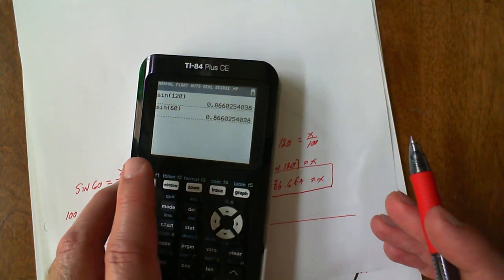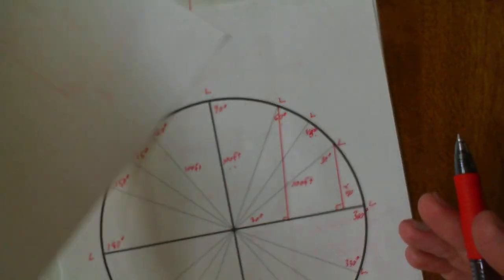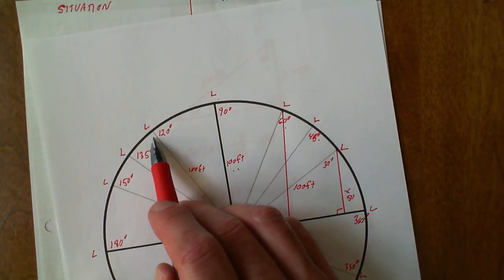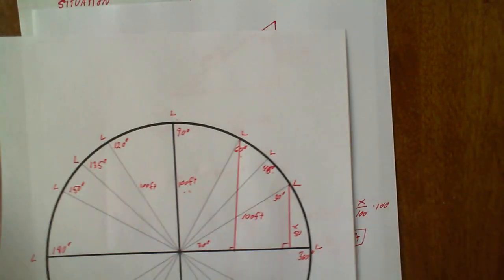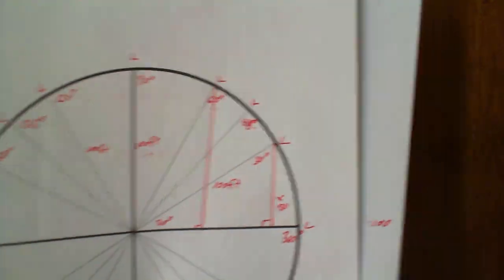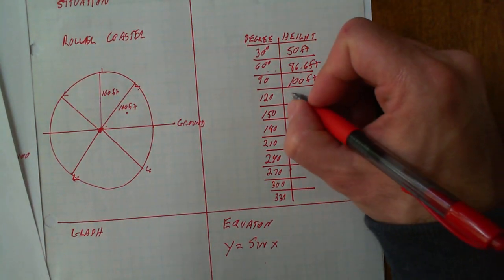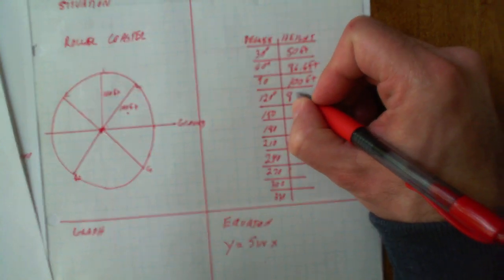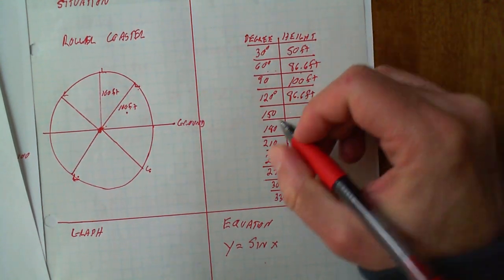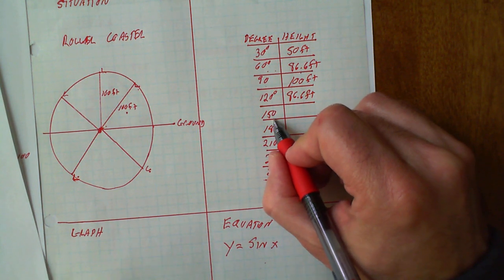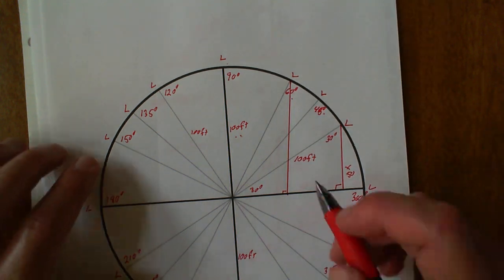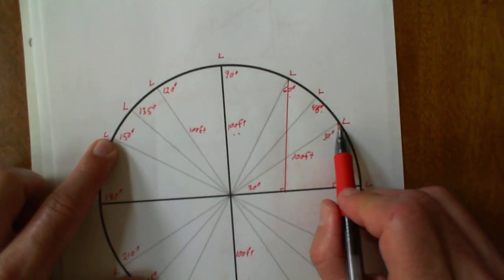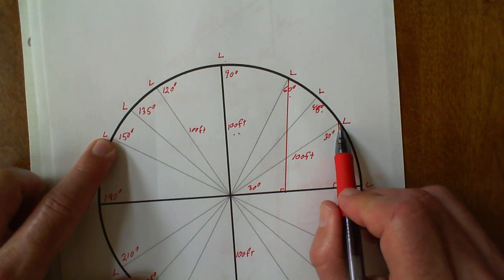Okay? Now, using that deductive reasoning, I got 120 as 86.6 feet. Whoops, let's get to my table here. So let's fill out our table. Our 120 degrees is 86.6 feet. What about our 150 degrees? How high is that person? Well, if you look here, our 150 degrees is going to be the same height as our 30 degrees. And if you don't believe me, let's go ahead and calculate it.